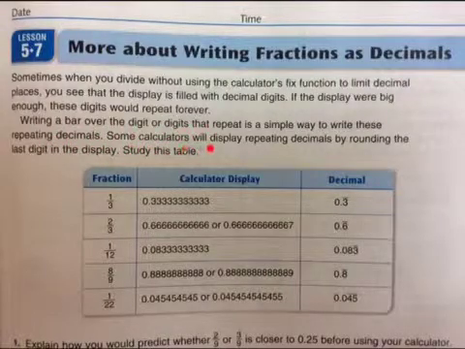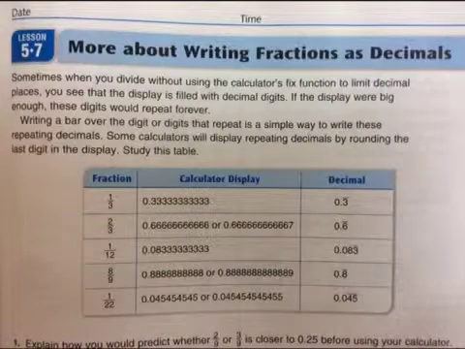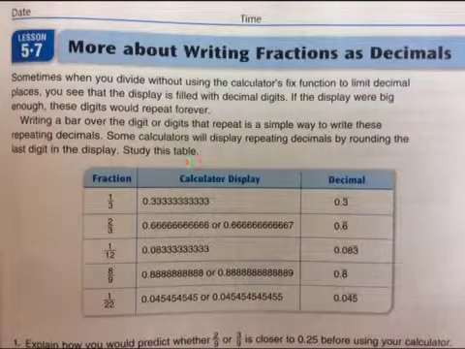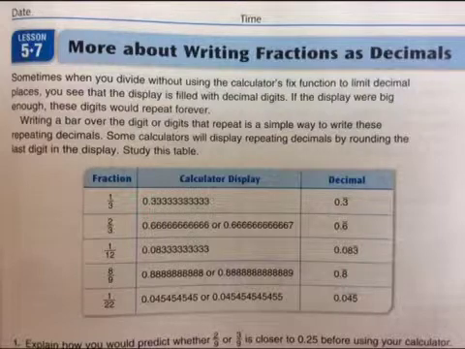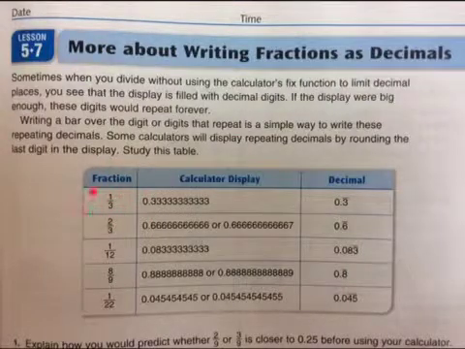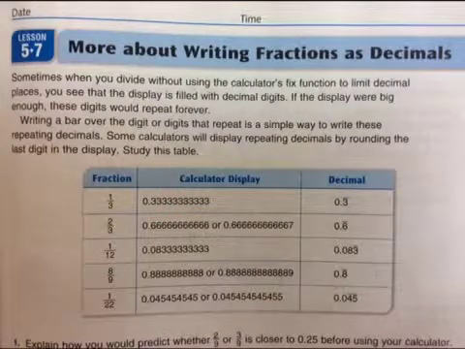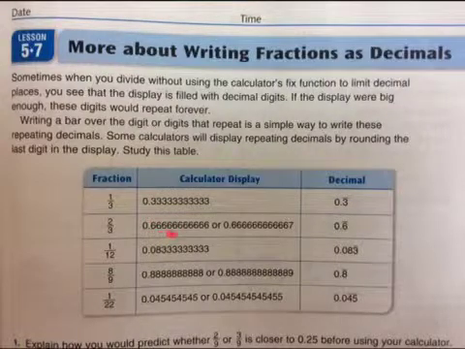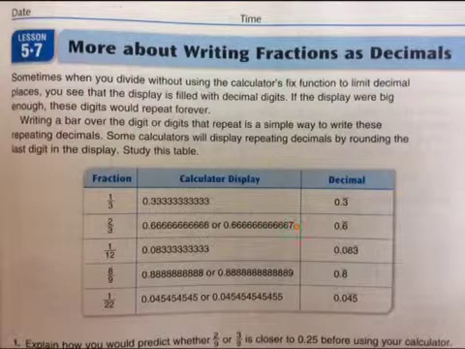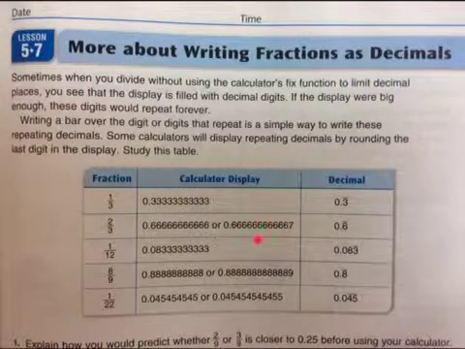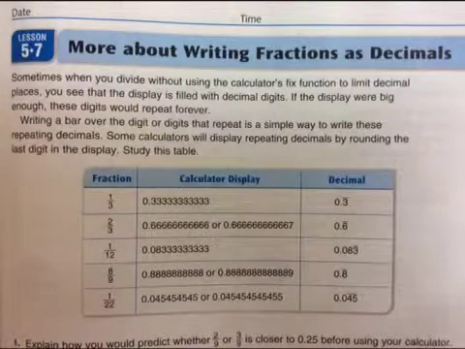Some calculators will display repeating decimals by rounding the last digits in the display. Study this table. For example, sometimes they will write 1/3 as 0.333 and then the very last one, they'll just make it a 4. They round it up. Or as you see here with 2/3, the 6 repeats, but to stop, they round it to a 7. But what it really means is that it's going to continue to be 6, bar notation.